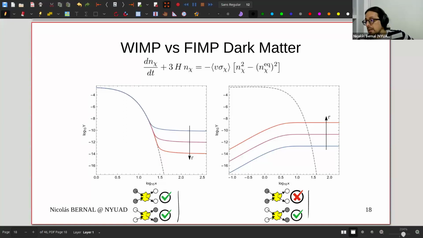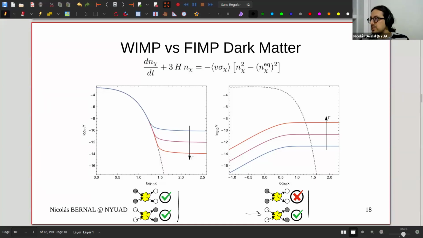And how can you avoid that? You can imagine that these two reactions can happen. However, you don't want them to happen at the same rate. So you want dark matter to be produced, right? But you don't want dark matter to annihilate. So in the FIMP mechanism, dark matter is produced but never efficiently annihilates.